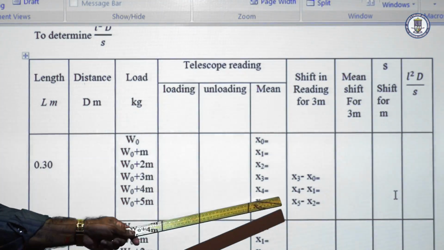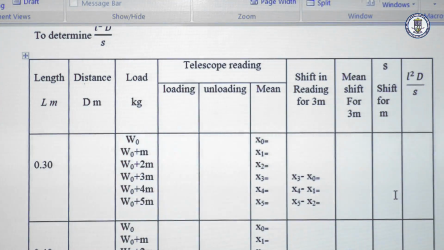The mean value of the shift for 3m is determined. Now from that we can determine the shift for a mass m. Here we are getting the shift for 3m, then that value divided by 3 gives the shift for m, and that is the value of s.